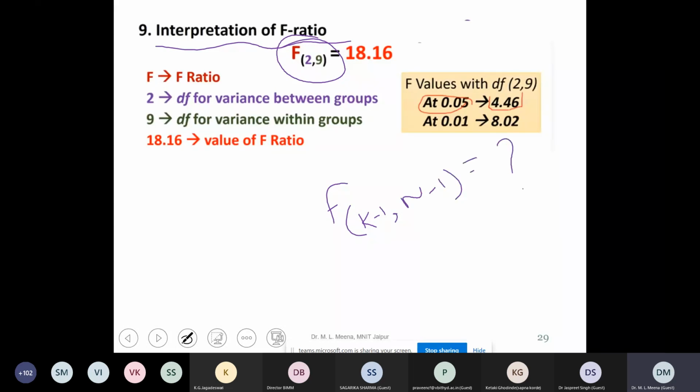So we know that k is the number of groups, n is number of samples. So 3 minus 1, that is 2. So this is the 2, degree of freedom for variance between groups, and 12.